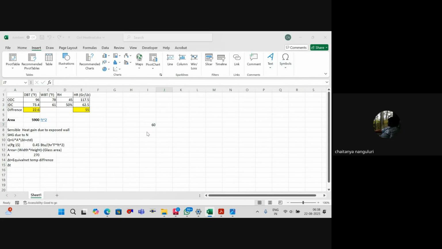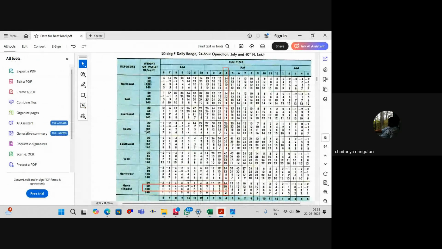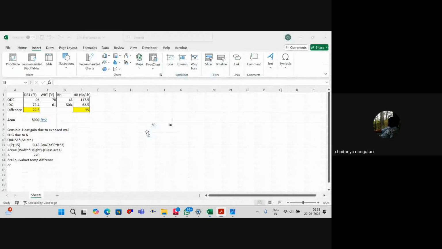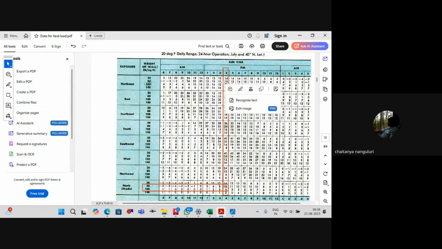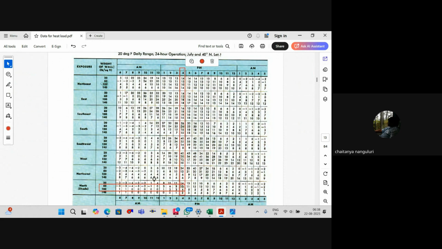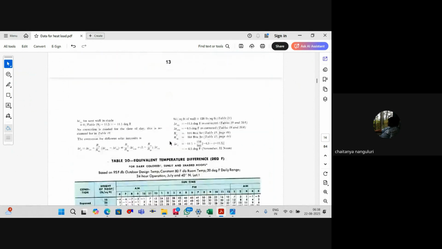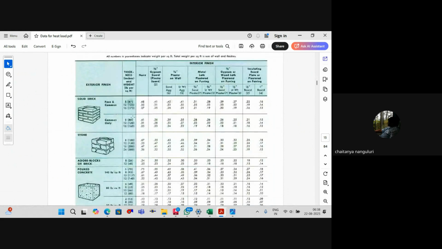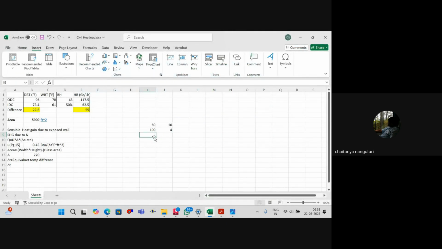For 60, what is the value? That's 10. For 100, what is the value? 4. What is the value we require? Weight of the wall, we've seen it, right? Because it depends on the density of the material. 84 or something, 87. So our value is 87. You agree? We have to make a note of this parallelly. So for 87, I require it. I'll write it over here, 87.